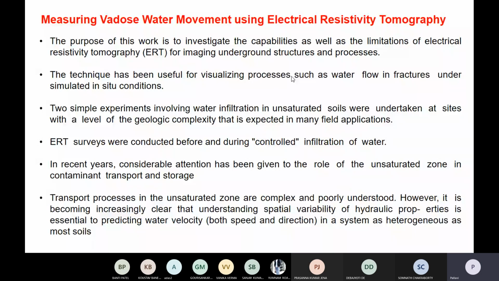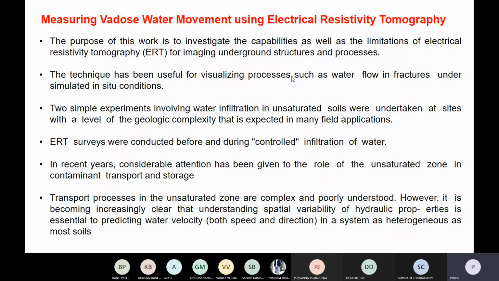Most of the aquifers are fractured aquifers. So what is the time? The vadose zone would be the weathered formation. So what is the vadose zone movement and when will it reach the fracture? For artificial recharge also, vadose zone water movement is very important. So there are lots of applications of vadose water movement.